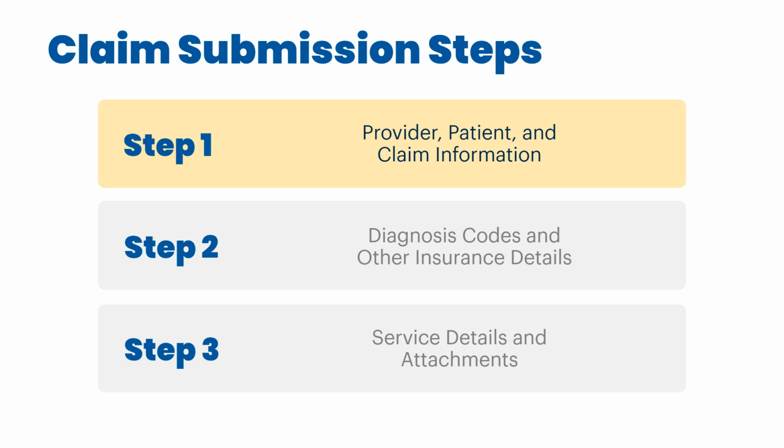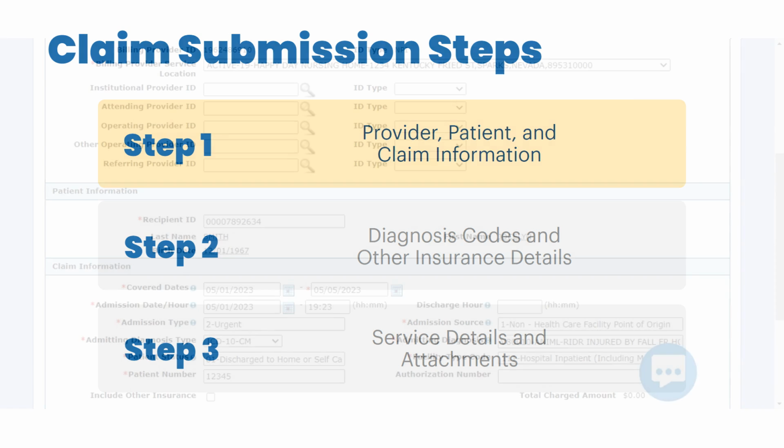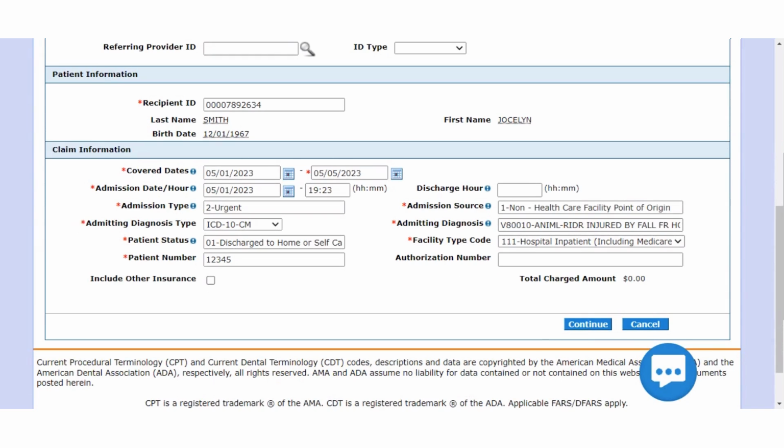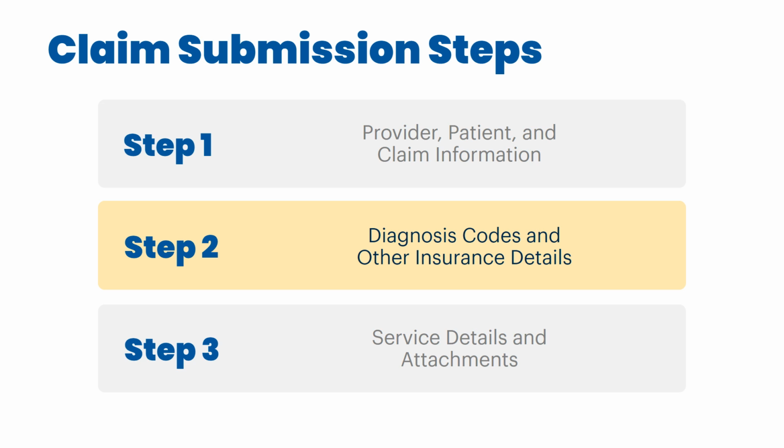Claim submission is a three-step process. In Step 1, you will provide information on the provider, patient, and claim in the corresponding panels. Scroll to the bottom of Step 1. Click the Include Other Insurance box. Step 2 will allow you to provide other insurance details.